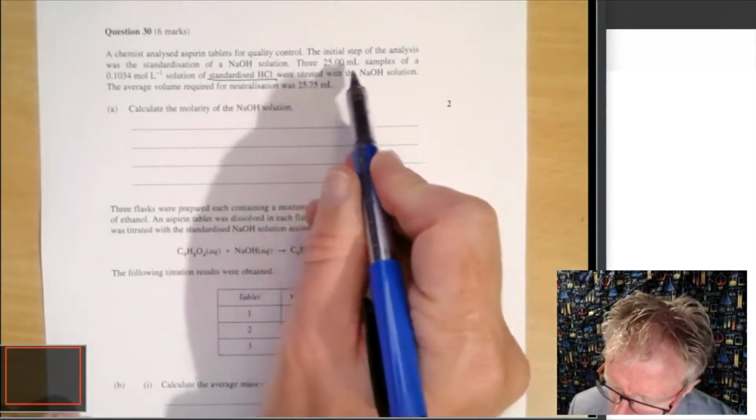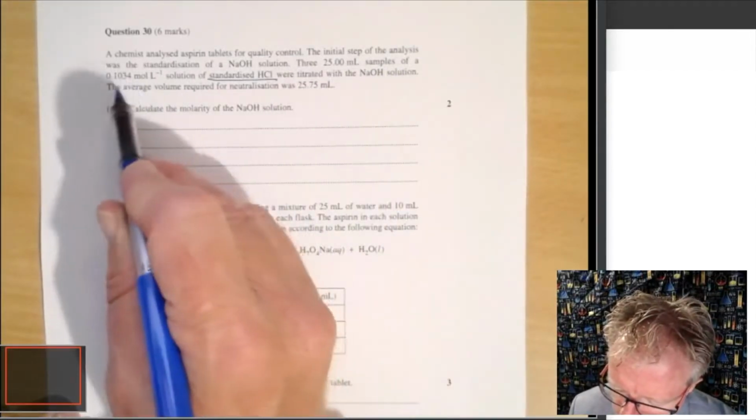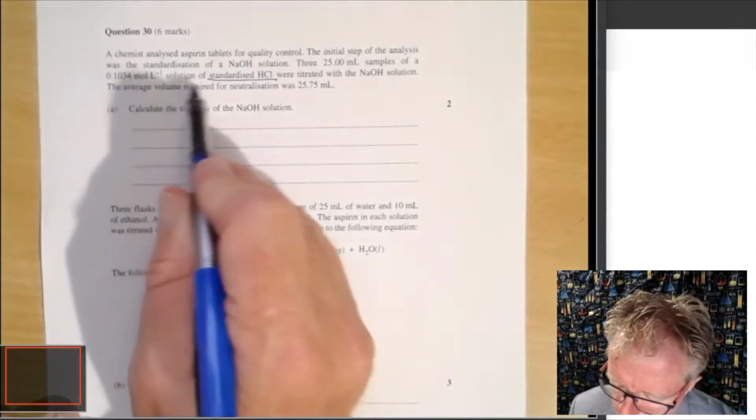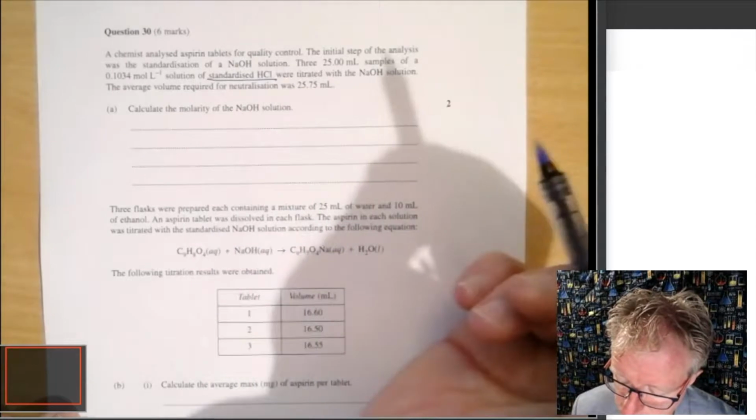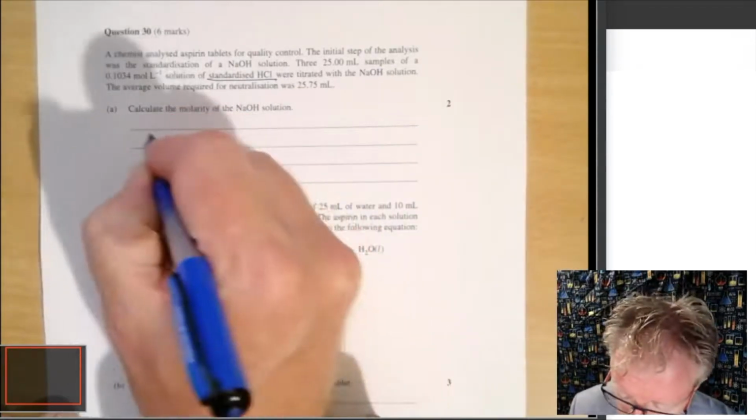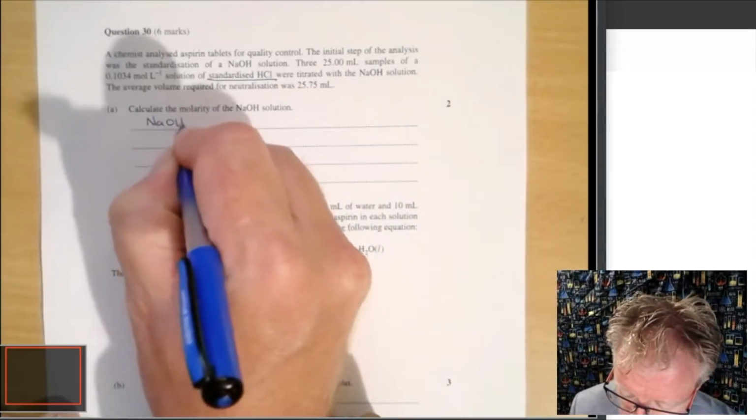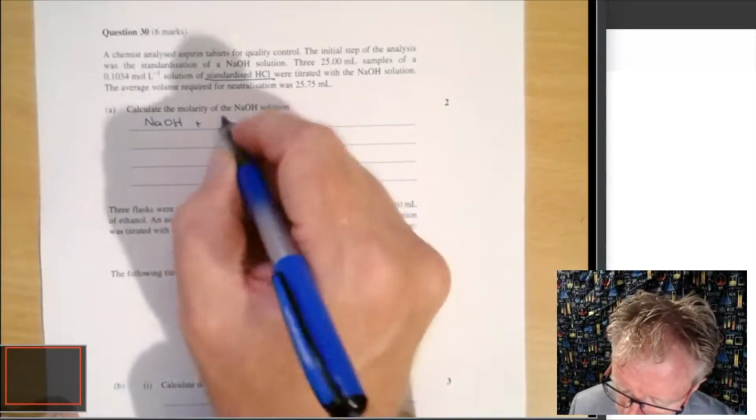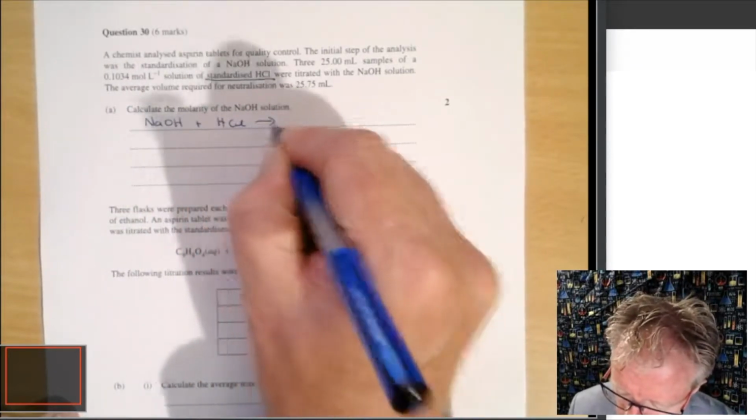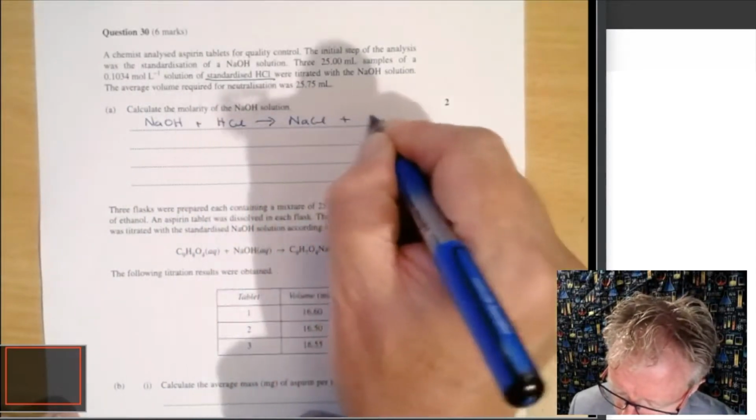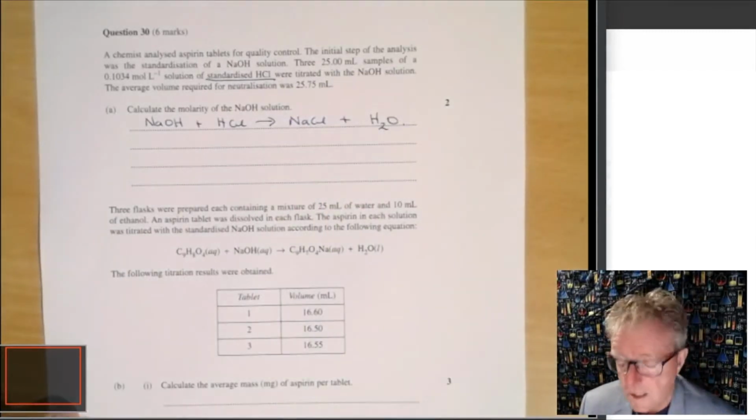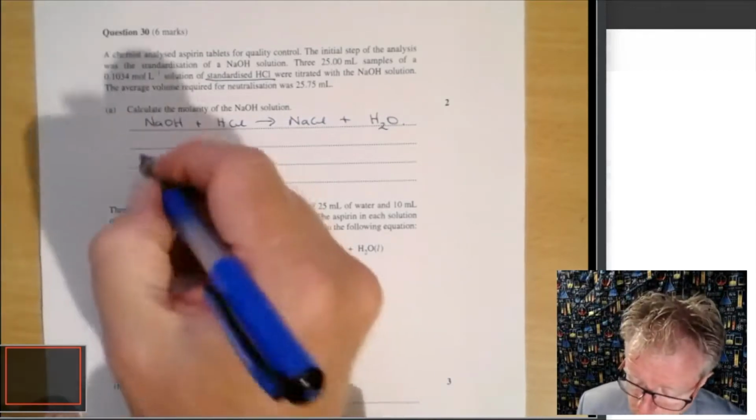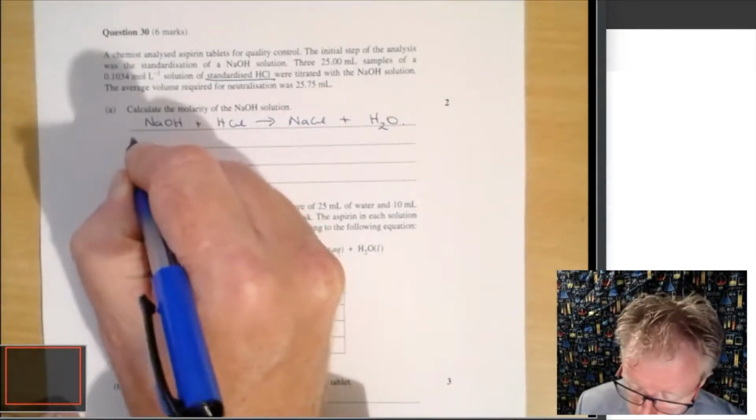It says 3 samples, 25 ml samples of 0.1034 molar HCl were titrated with the sodium hydroxide solution that you're trying to standardize, and they tell you the average volume. So let's write an equation. Sodium hydroxide plus HCl gives us sodium chloride plus water. So it's a neutralization reaction, like all titration processes. Let's write in the data here.